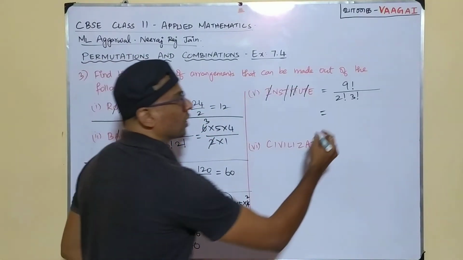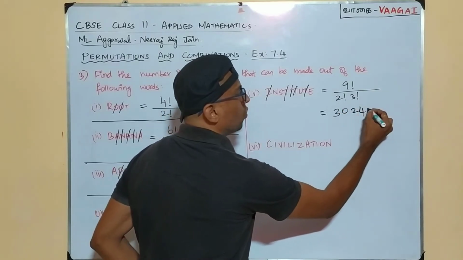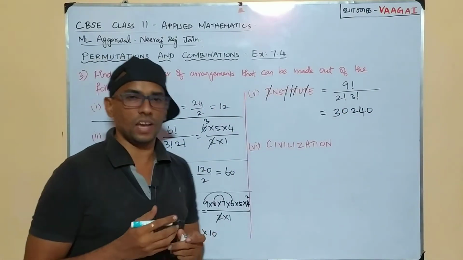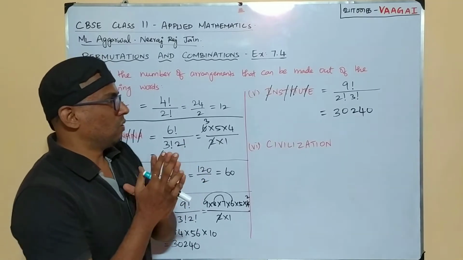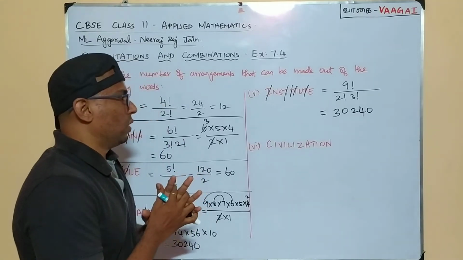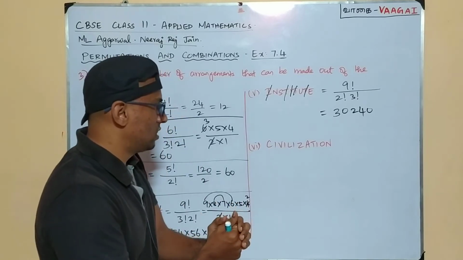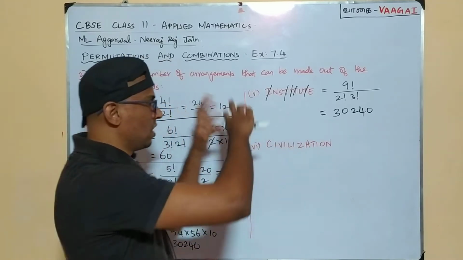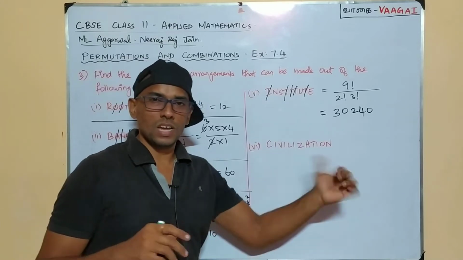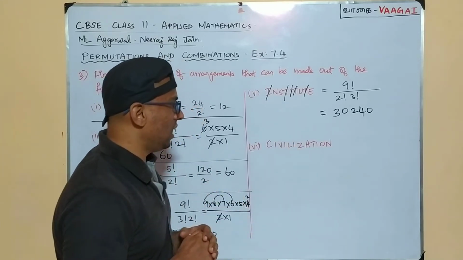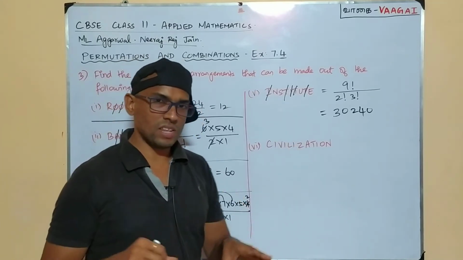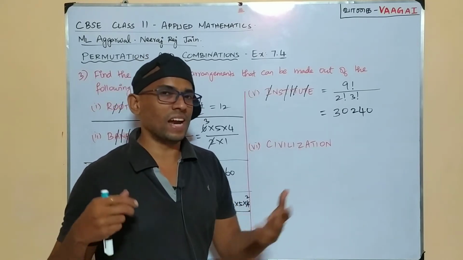So 30,240 is going to be the answer for your 5th subdivision again. So our task was made easier here. Last subdivision, we have the word civilization. The given word is civilization, of course the longest word out of all these given subdivisions. For this, we need to find the number of arrangements we can do here.